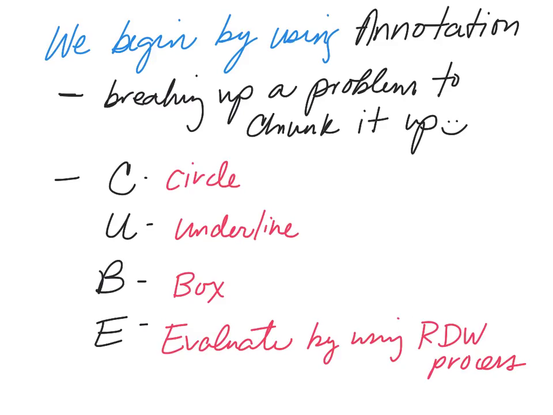In the RDW process, we want to first annotate. We begin by using annotation, which is breaking up a problem to chunk it up. We break the problem up by using CUBE, which is C-U-B-E. C meaning circle the key numbers or math symbols. U, underline the question that is being asked. B, box any math action words. And then E, evaluate by beginning the read process. Let's look at the CUBE process in action.